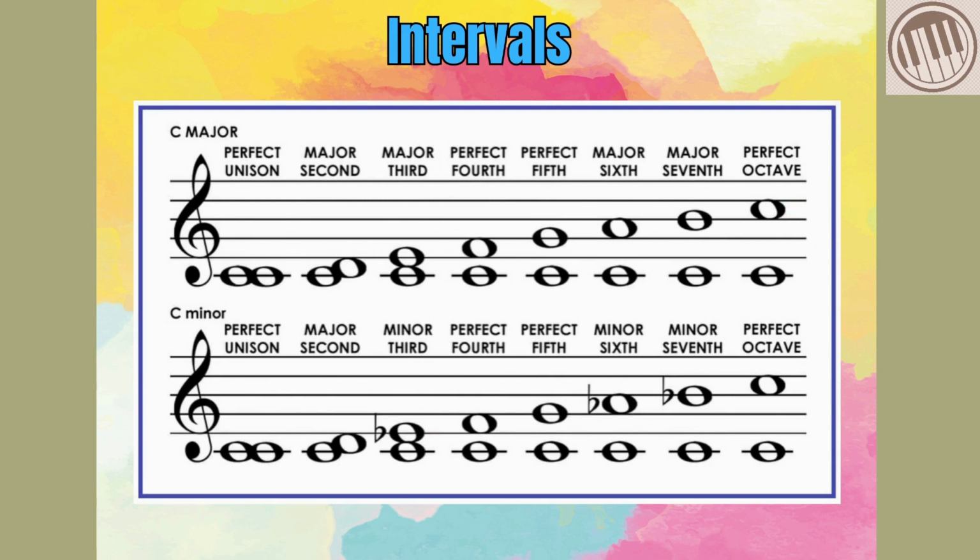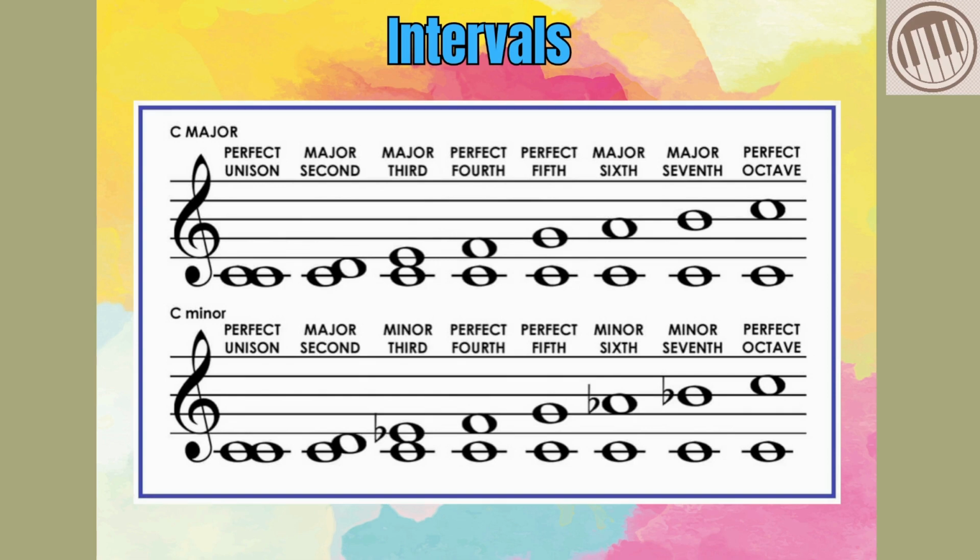For example, in the C major scale, C to C is a unison, and C to D, which is the second degree of the C major scale, is a second, so we call it a major second. And C to E is the third degree of the scale, so we have a major third. So just note that every scale has the same type of intervals between each degree of the scale.